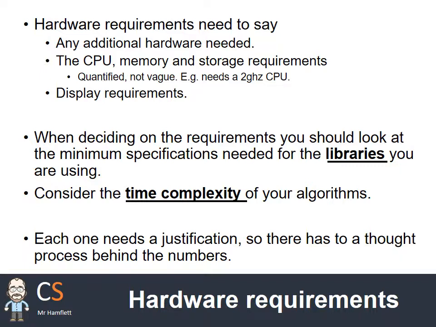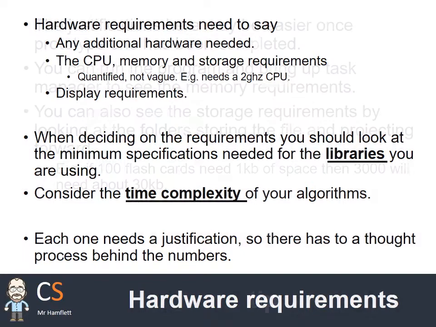Think about the time complexity of your algorithm. So if you've got an exponential algorithm in your program, then you're probably going to need a high CPU speed, okay, because it is going to slow down very dramatically when you get larger sets of data. If you've got time complexity is linear, then you probably don't need a really fast CPU. Each one does need a little justification, so you have to have a thought process behind numbers. Why have you said that number?